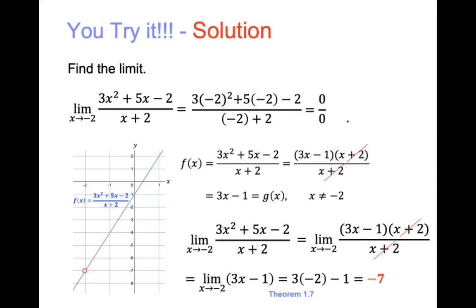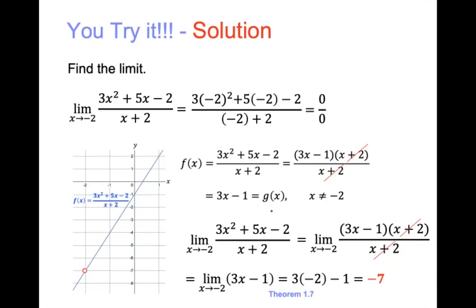So now we can use our dividing out technique. We let f of x equal (3x squared plus 5x minus 2) over (x plus 2), and then we factor the numerator and cancel out the common factors. This equals 3x minus 1, which equals g of x whenever x is not equal to negative 2.